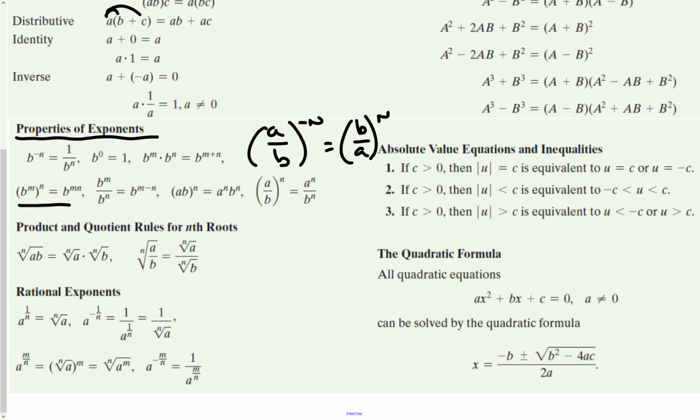A couple of special products for multiplying binomials together. We multiply two conjugates. You should know that a plus b times a minus b gives you a squared minus b squared.